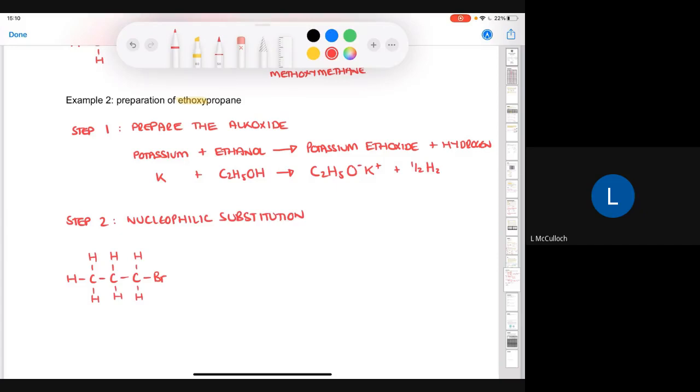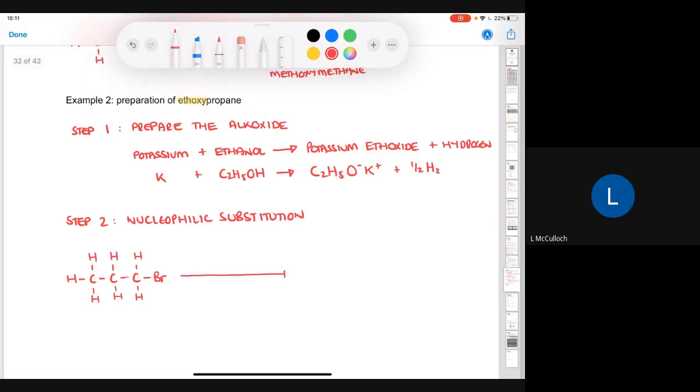Okay. If the ether was 2-ethoxypropane, then we would need to make sure that the halogen was bonded to the second carbon, because that's where the substitution is going to take place. Okay, so that's how different haloalkanes can give you different ethers. You can get branched ethers in that respect. So because we're just making ethoxypropane, we want the substitution to take place on the first carbon, so we want our halogen to be on the first carbon. If we need the substitution to take place on the second carbon, we would have our halogen on the second carbon, and so on.